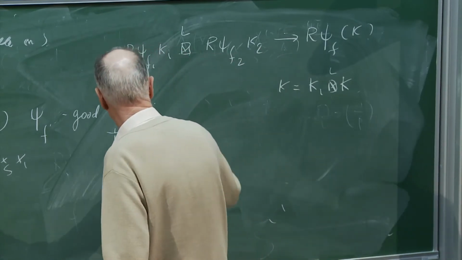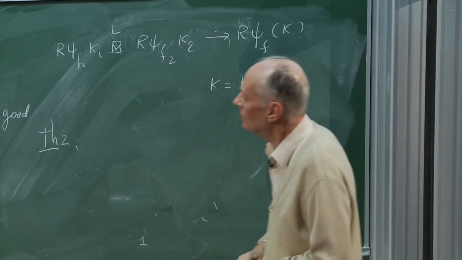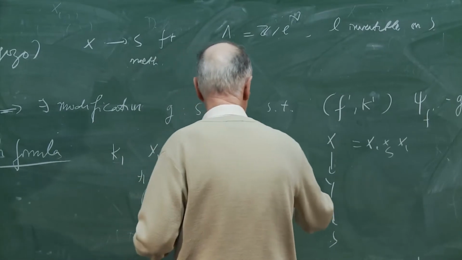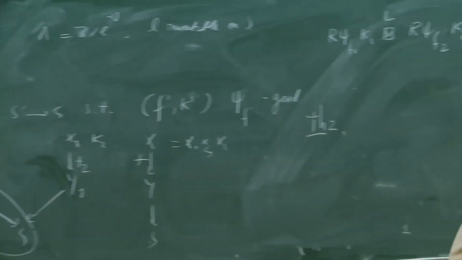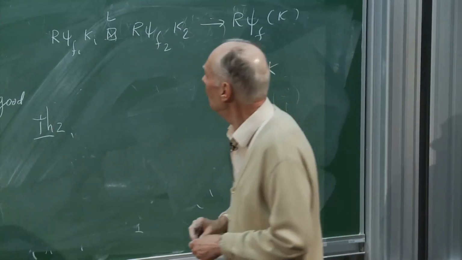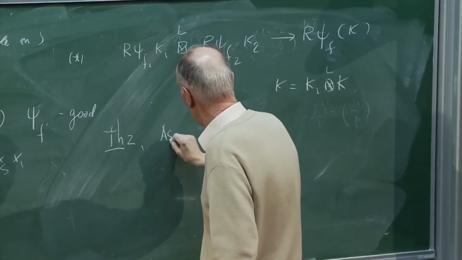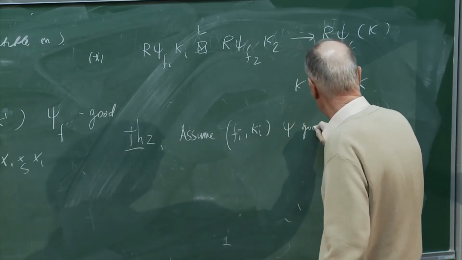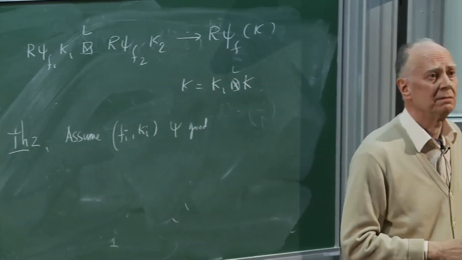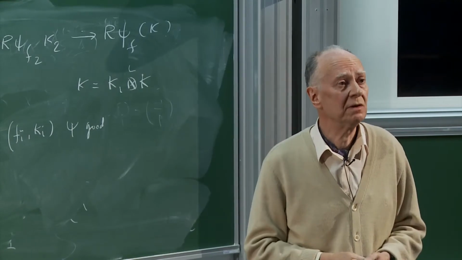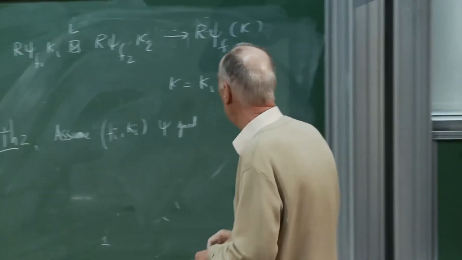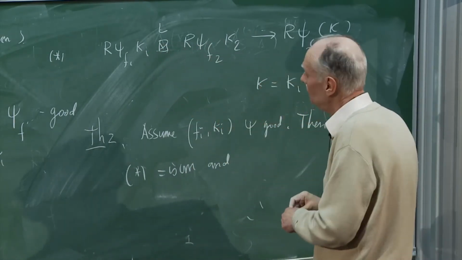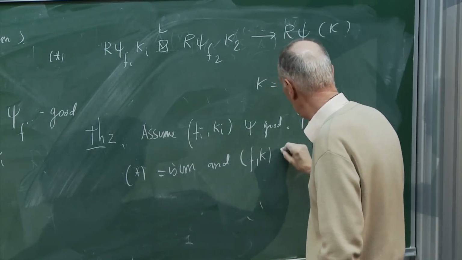And theorem 2 is that, assume F1, K1 psi good, Fi, Ki psi good. So this is always the case if y1 and y2 are of dimension 1, which is the case of interest for me in the affine line. Then the map is an isomorphism, and in fact FK is also psi good.